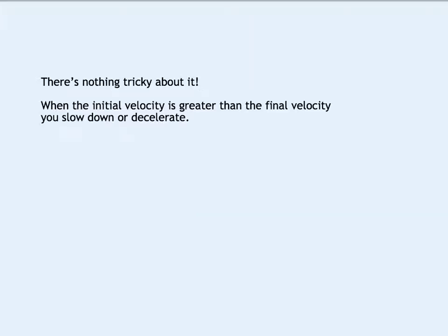Right, so now it's time to look at deceleration. If you think back to the key words, acceleration and deceleration are both changes in velocity. There really shouldn't be any difficulty with this because the equations are exactly the same. As it says here, when the initial velocity is greater than the final velocity, you slow down or decelerate. So think of it in terms of a car going down the motorway doing 70 miles an hour, and you put your foot on the brake and you do 50 miles an hour. So your initial velocity, what you're starting with, which is the 70 here, is greater than the final velocity. So you're slowing down.